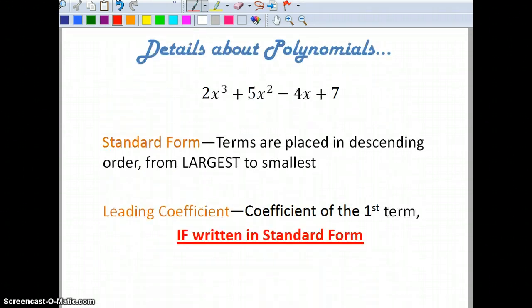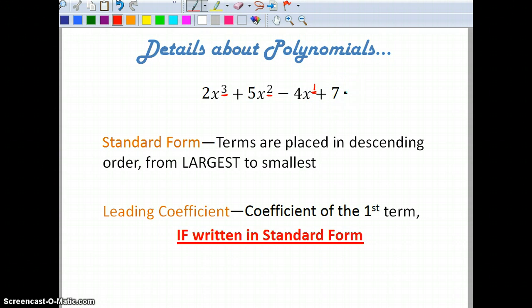Okay, let's look at a few more details. Standard form means my terms are placed in descending order from the largest exponent to the smallest exponent. So mine go 3, 2, 1, 0.